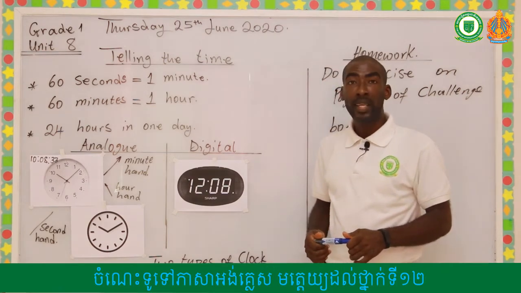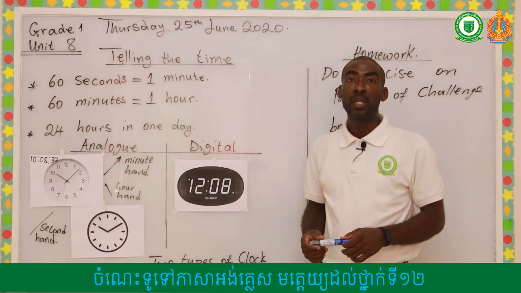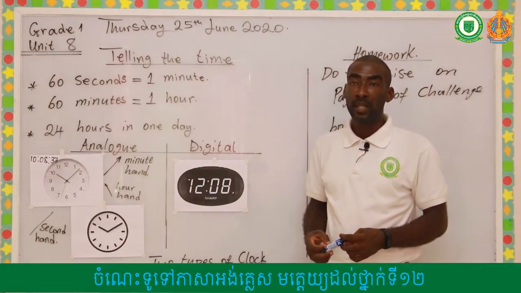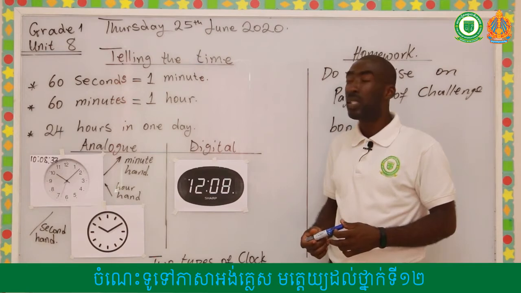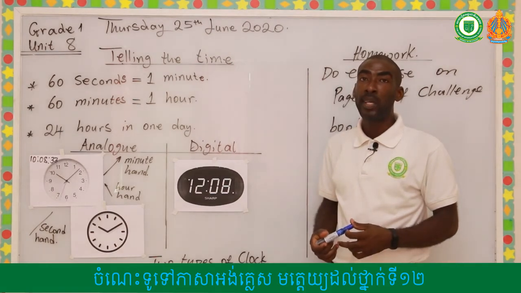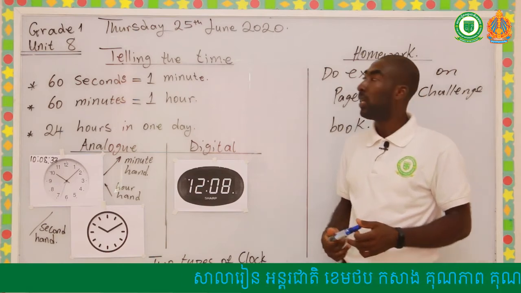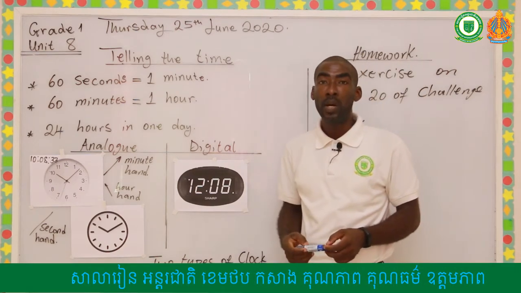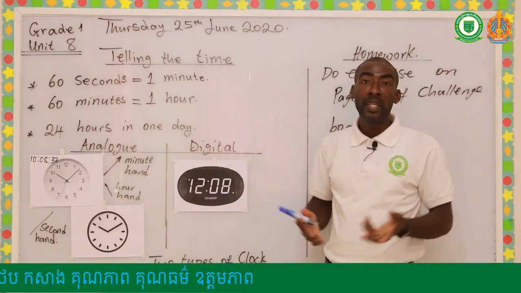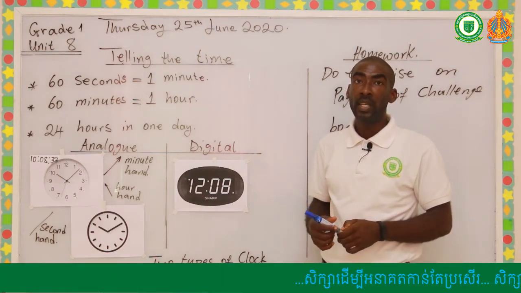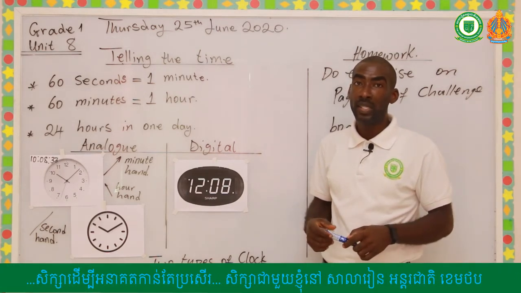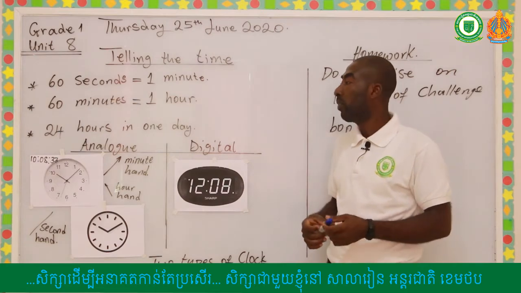We looked at seconds, okay? So in reading a time or telling a time, there is a second. We have 60 seconds, that will make 1 minute. We also have 60 minutes, that will make 1 hour. In a day, we have 24 hours.